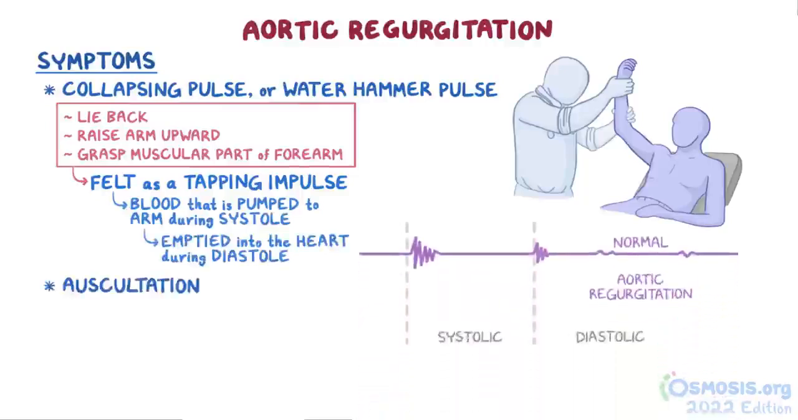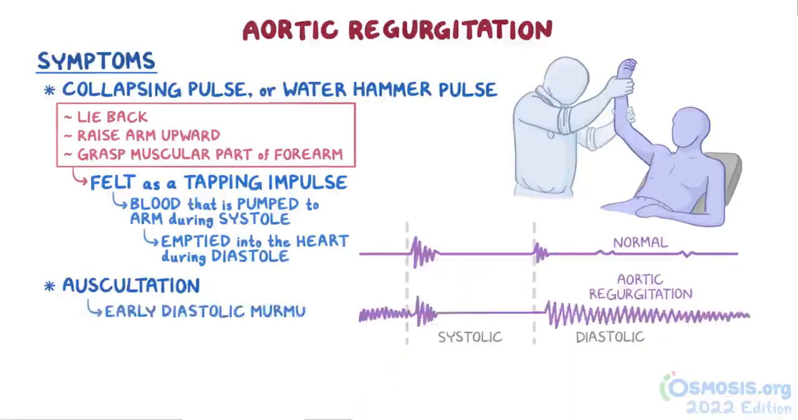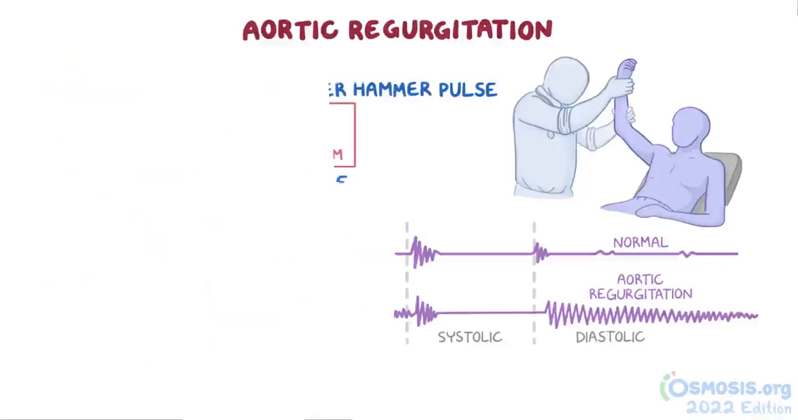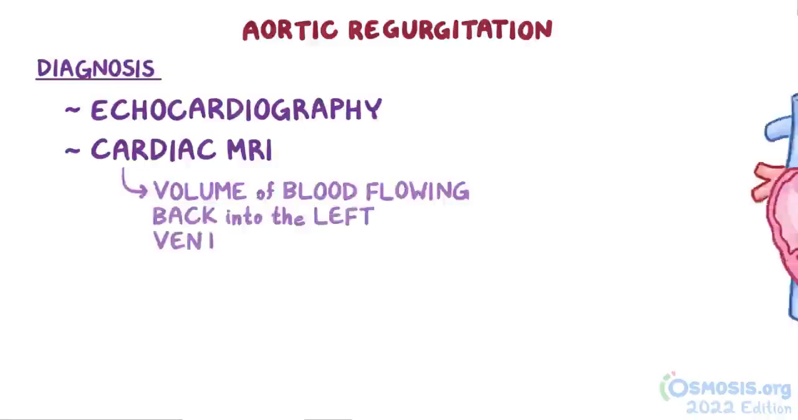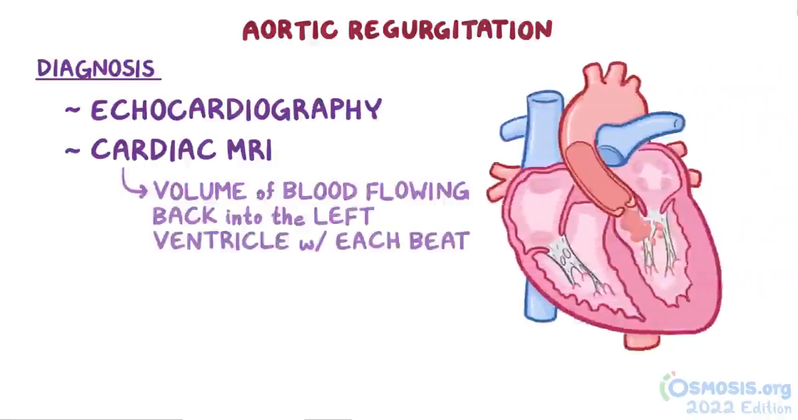Upon auscultation, there's an early diastolic murmur due to the backflow, and since there's more volume in the left ventricle when it contracts, there's also an ejection systolic murmur. The severity of aortic regurgitation is determined through echocardiography or cardiac magnetic resonance imaging, which specifically look at the volume of blood flowing back into the left ventricle with each beat.